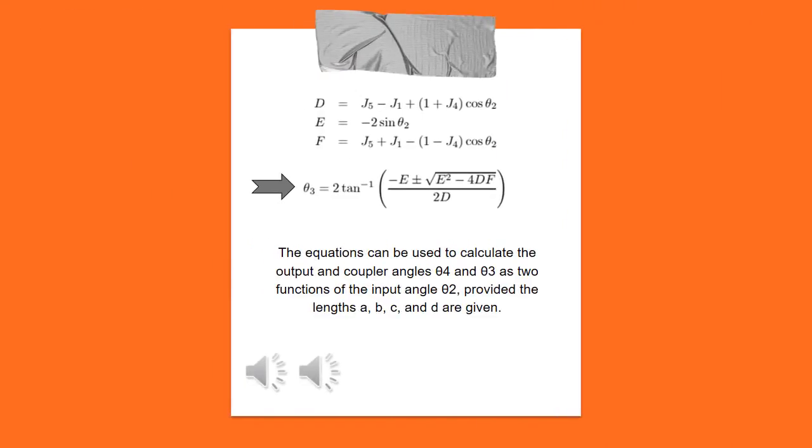Here we have that D, A, and F are functions of the input variable. And the next equation is a quadratic in the angle 3 divided by 2 and can be used to find the coupler angle 3. And this equation can be used to calculate the output and coupler angles 4 and 3 as two functions of the input angle 2, provided the lengths A, B, C, and D are given.